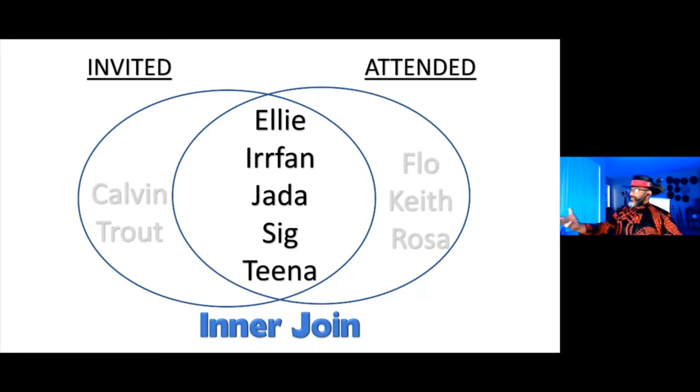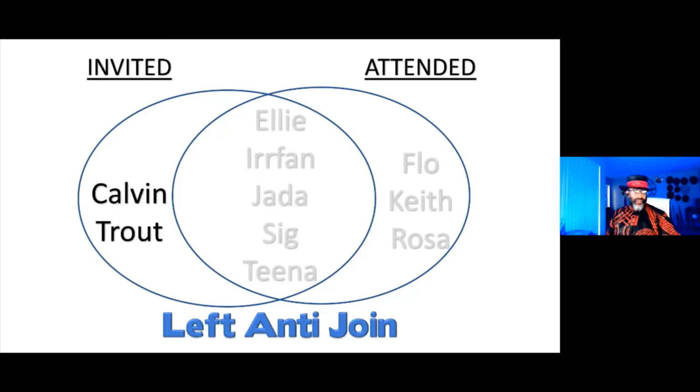The inner join, the intersection of our two data sets, the people we can count on. They were invited and they showed up. Left anti-join. Now here is the anti piece. We want the people on the left who do not have a match on the right side. The invited people who didn't also attend. What the hell happened to y'all? Did you get tired? Did you have to go to work in the morning? What happened? What's the deal?